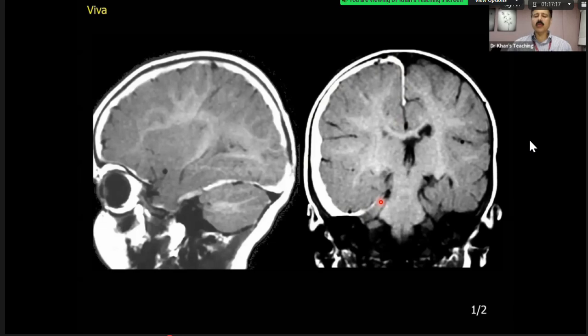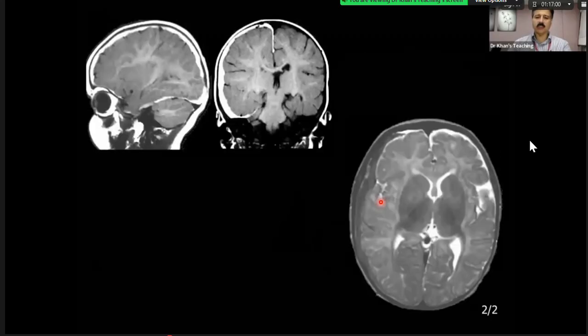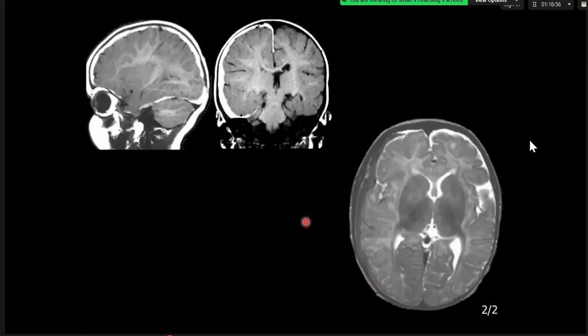Okay, you see, the point is that you can say it is subacute because it is bright on T1, but for characterization into early and late, you have to see a T2 weighted sequence, right? So this is the T2, this one. So what is your conclusion? So on T2 it is dark and it's bright on T1, so it is early subacute.